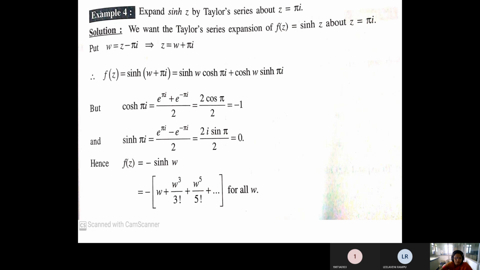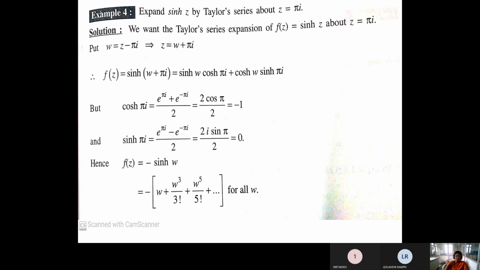The cosh x formula is what? e power x plus e power minus x by 2. Similarly, cosh of pi i equals e power pi i plus e power minus pi i by 2. e power pi i means e power i pi, which is cos pi plus i sin pi, plus cos pi minus i sin pi. The i sin pi terms cancel out. 2 cos pi by 2. Cos pi is minus 1, so 2 by 2 cancel, giving minus 1.